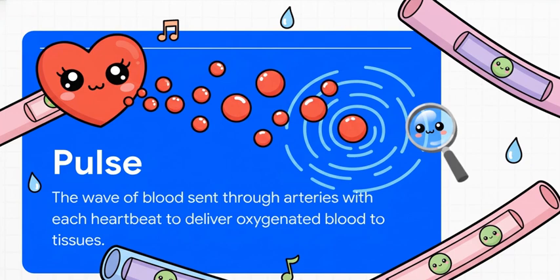So what are we actually feeling? Every single time the heart beats, it pushes a wave of blood into our arteries. You can think of it like a ripple spreading out across a pond. That ripple, that pressure wave, is what we feel as the pulse. It's a direct, physical sign that the heart is doing its job and pumping that precious oxygenated blood out to the rest of the body.